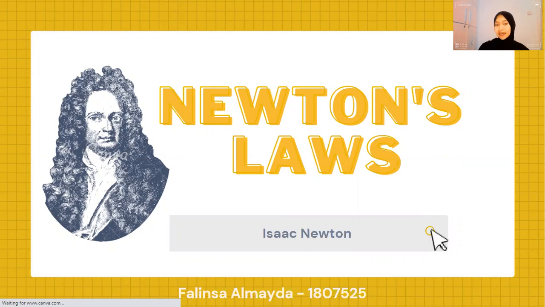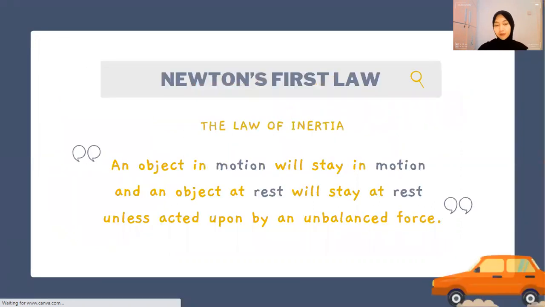Well, today I would like to explain about Newton's law. So let's get started. The first one is Newton's first law, which can be called the law of inertia. An object in motion will stay in motion, and an object at rest will stay at rest, unless it's acted upon by an unbalanced force.